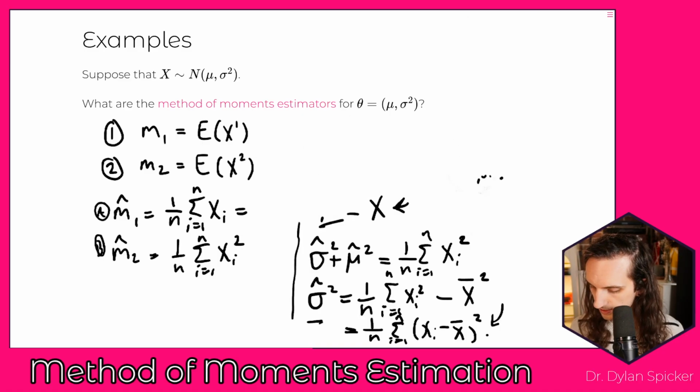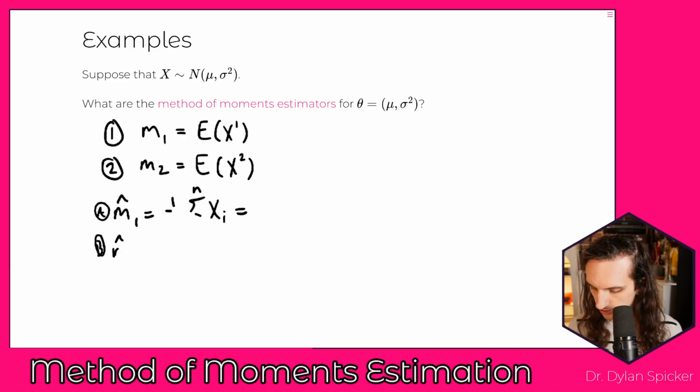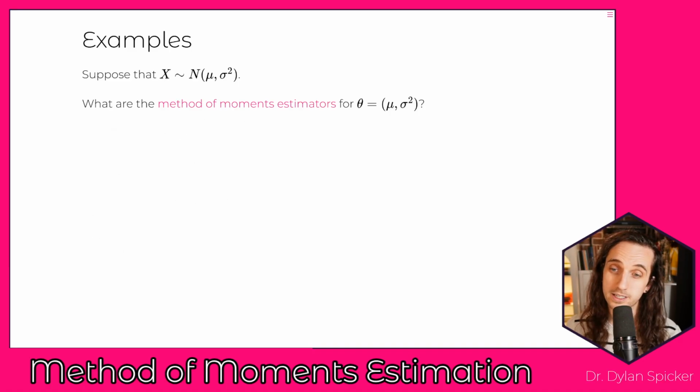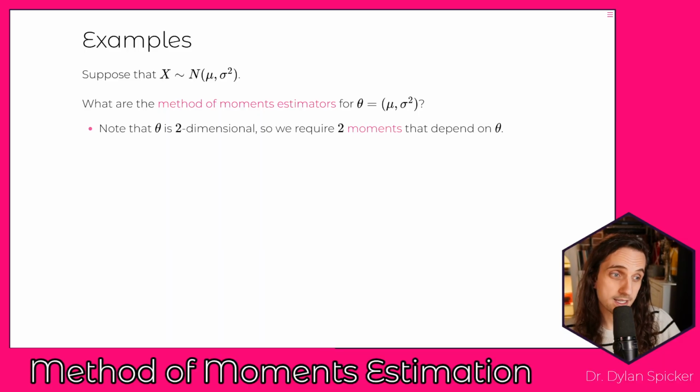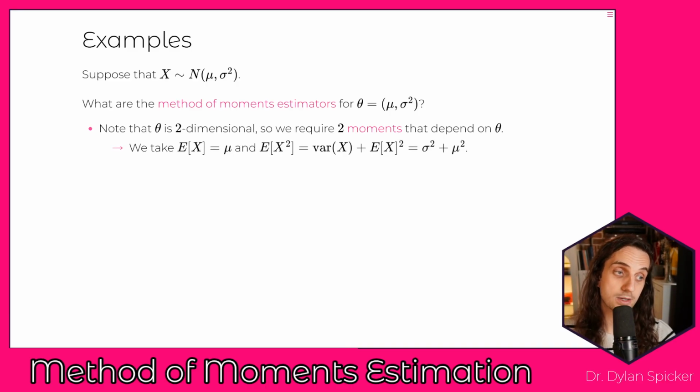Okay, so let's walk through that again, step by step, just to make sure that it is all clear here. To find these method of moments estimators, the first thing we note is that theta is two-dimensional, and so we require two different moments that depend on theta. We can take the first moment to be the mean. The second moment is going to be the variance plus the mean squared.